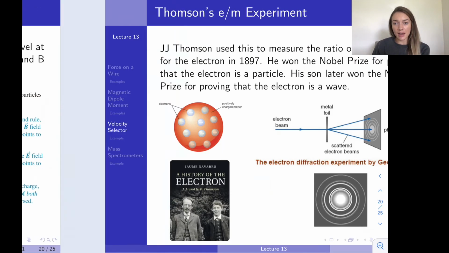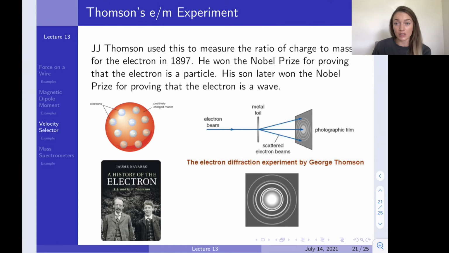So this is actually how they were able to discover that the electron was a particle. A guy named J.J. Thomson used this setup to measure the charge to mass ratio, which we'll see in a second, of the electron. Before this, it wasn't really clear if electrons were separate subatomic particles. So he was able to show that the electron is actually its own particle.